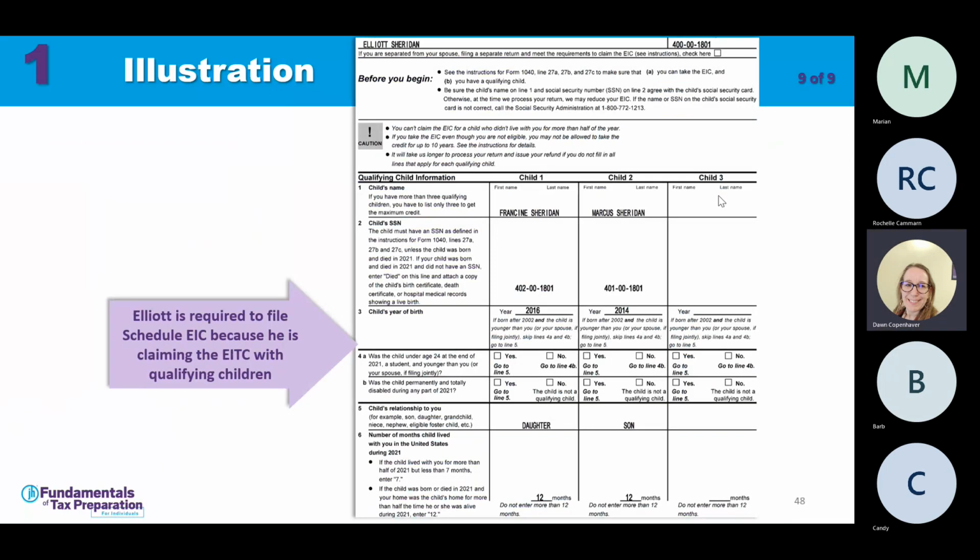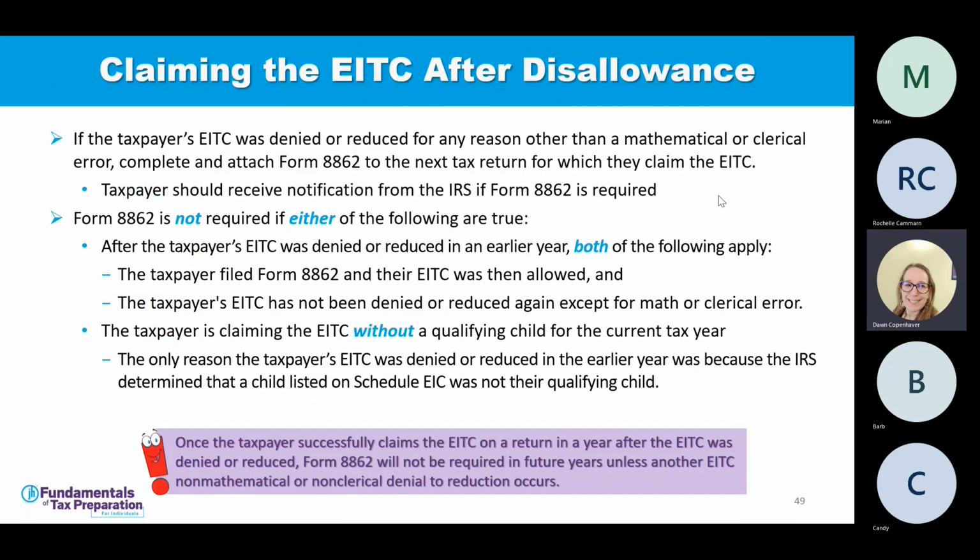And this is what the Schedule EIC looks like. It has the list of the 3 children, if you have 3 children, their names, social security numbers, year they were born, because they need to meet the age requirements.